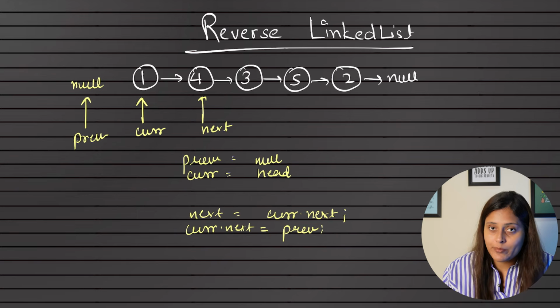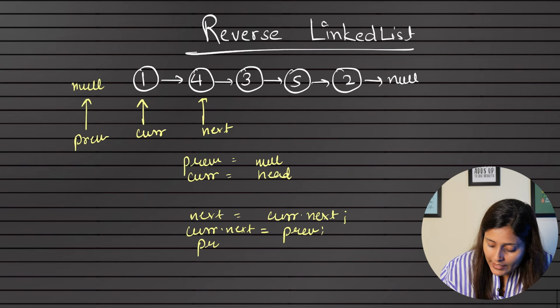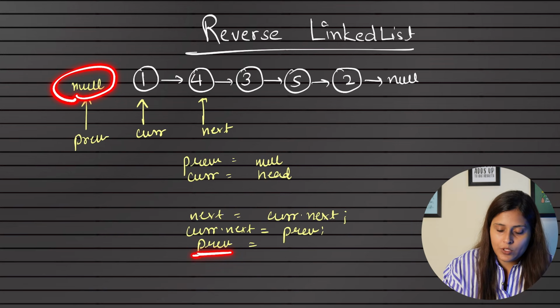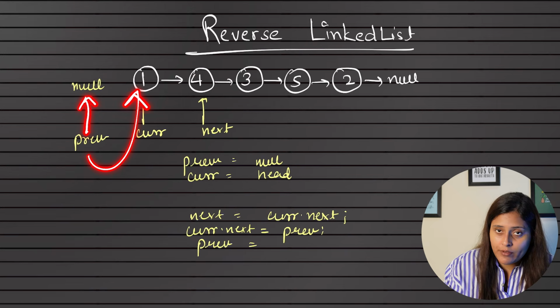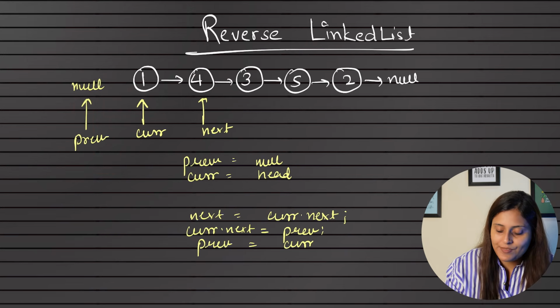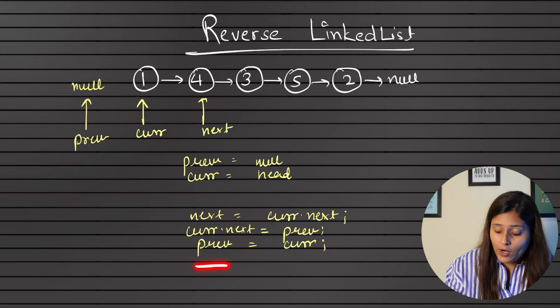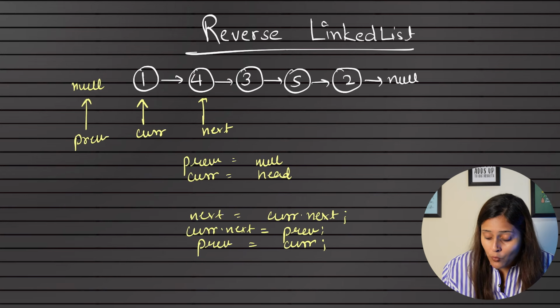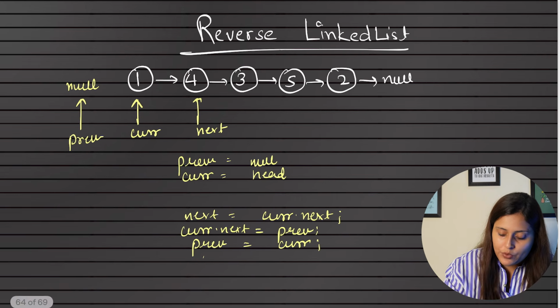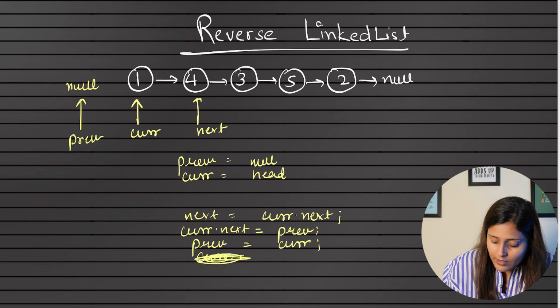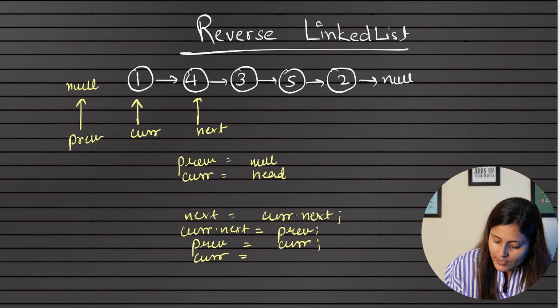Done. Now what has been filled? Previous. So now the next job is to fill previous. What will be the value of previous we want? Earlier it was null. I want to fill previous, so what do you think? Next time the new previous will be, can I say, current? Yes. So current. Now what has been filled? Current. So what should be the next current? So we have to fill current.